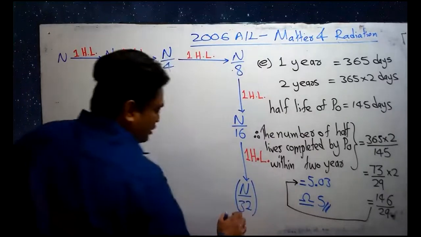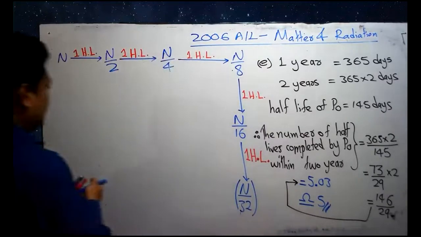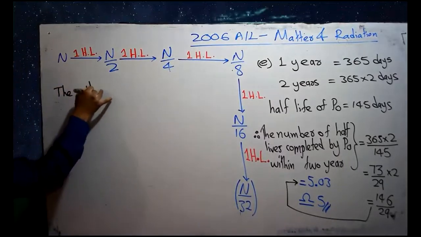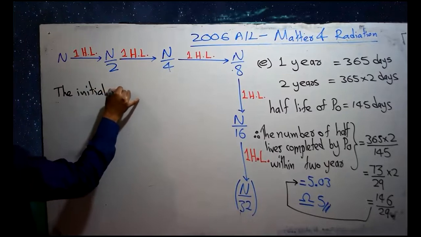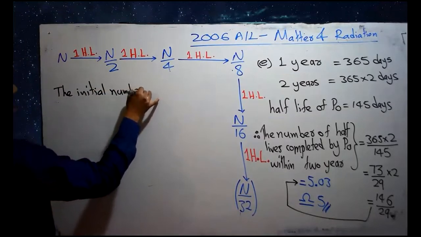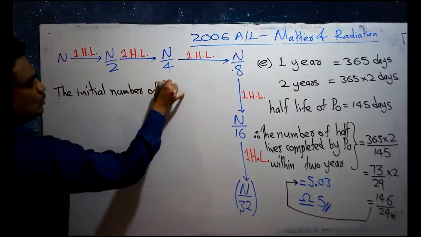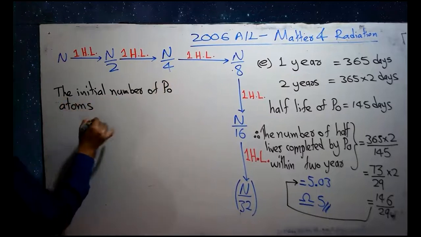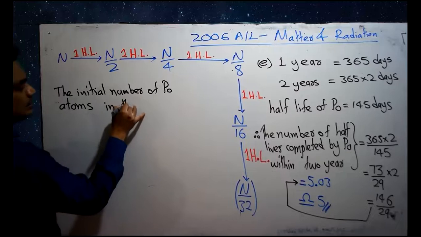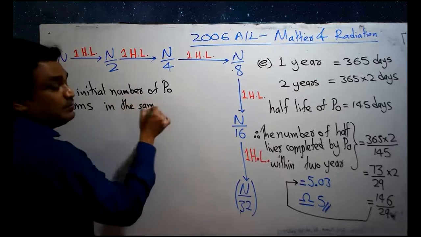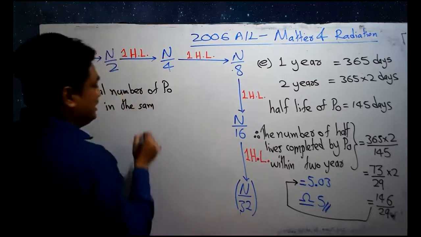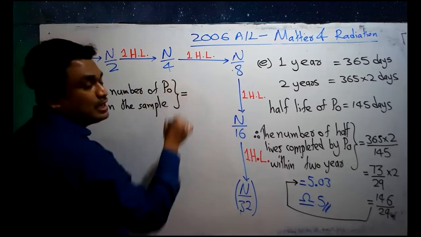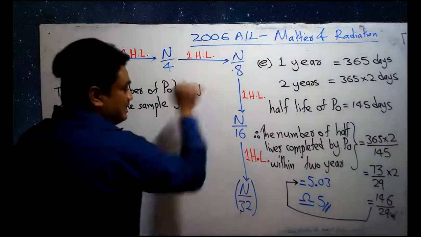What is that equation here? So we can write the initial number of polonium atoms in the sample. In the sample means we have to keep it somewhere else, right? Maybe in a bottle or anything. Initial number of polonium atoms in the sample, let's say N.